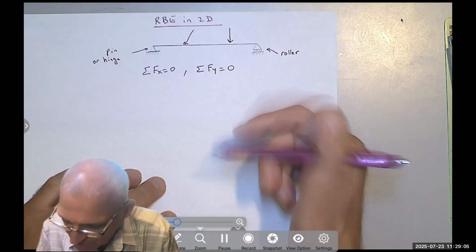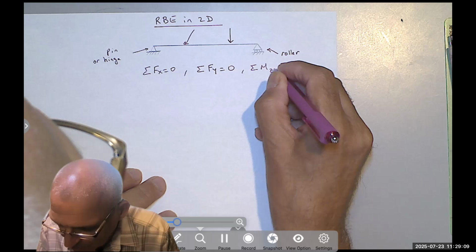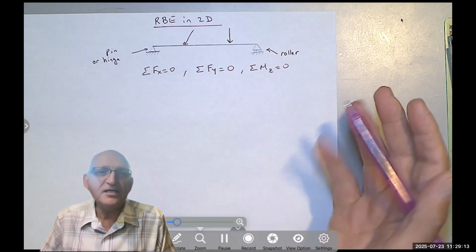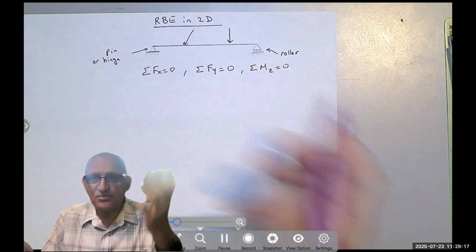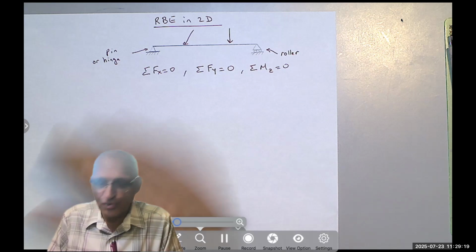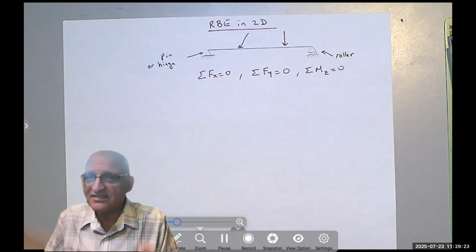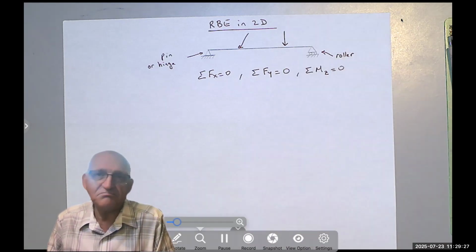So summation of the moments about the Z equals zero. Usually we drop this subscript. Why? Because it's just summation of the moment in one direction, which is the Z. But since we are not going to use vectors, I can say just summation of the moment in the plane equals zero.